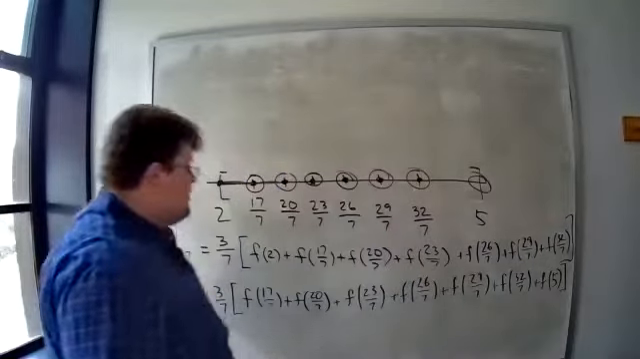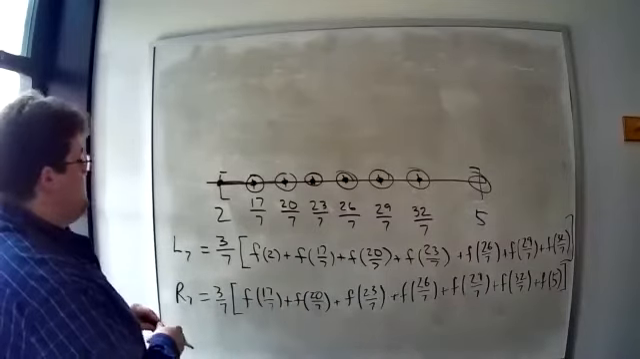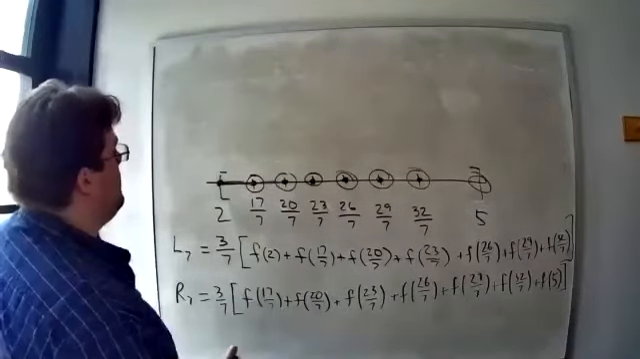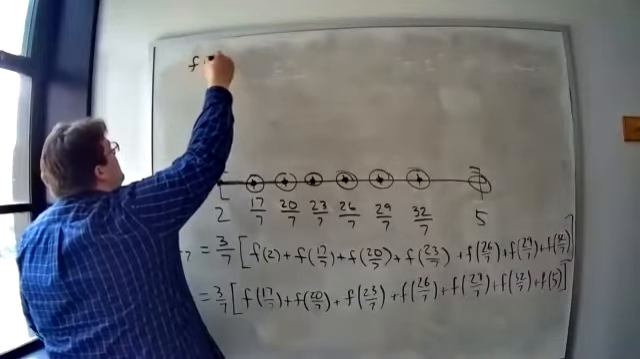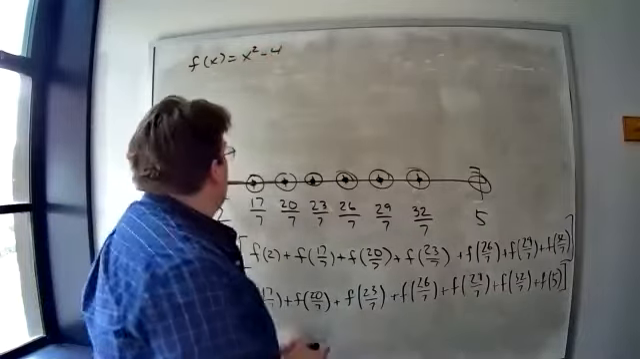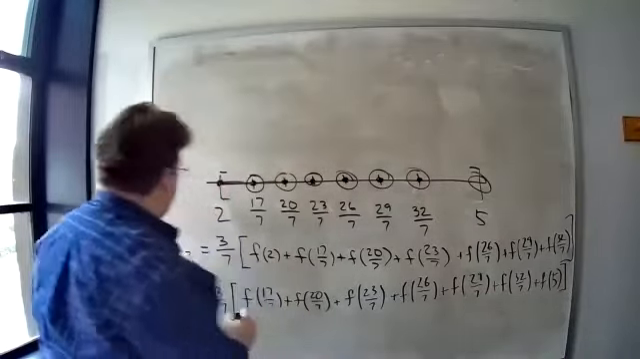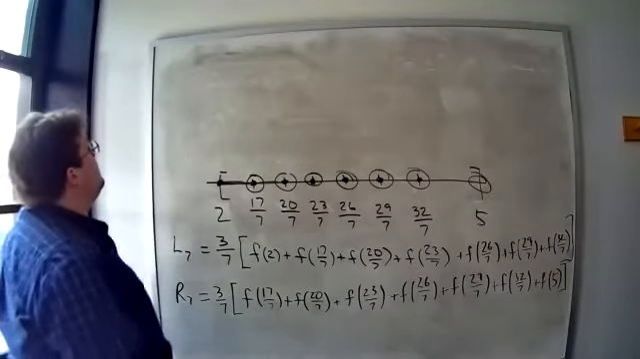1C, find the exact area between the function and the x-axis on the interval 0 to 3. So here we have f of x is x squared minus 4x plus 4. So we want the exact area.